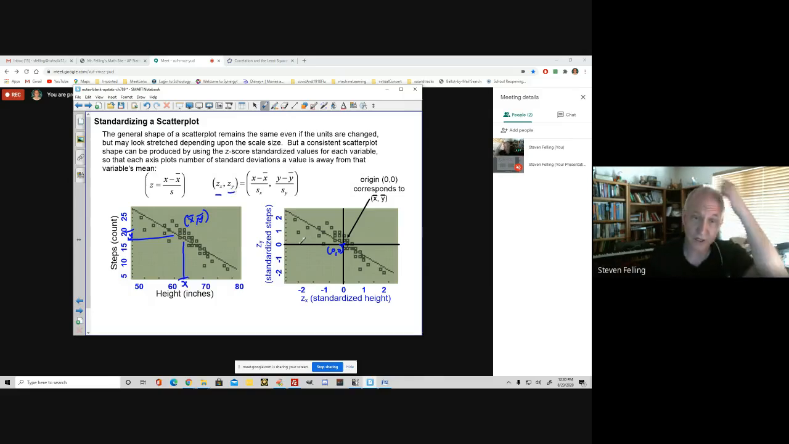And when you do that, you get an LSRL which looks very much the same as the LSRL for the original data. It's just going through the point 0, 0, okay? All right, so the LSRL shape is the same. When we standardize data, it changes the units, right? But it doesn't really change the shape of what's going on, all right?